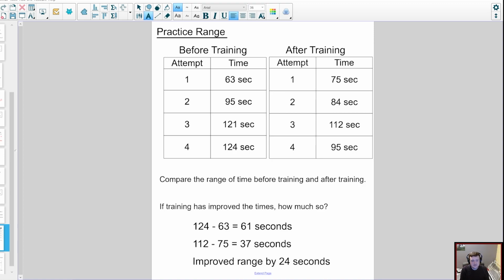That would be an example of how range is used in a question. We usually want to mention the words consistency and average. If they ask for a comment, we're going to say his running is now more consistent because his range is smaller. And that's what we'll say about that. So very good job if you managed to get that right.